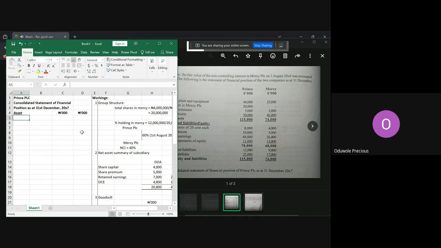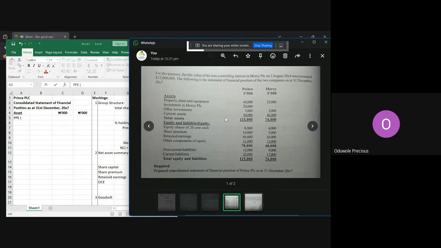So what's the first asset that is there? We have PPE, right? PPE does not have any issue. We did not do anything to PPE. They did not say anything about PPE. Assuming they gave additional information on something about PPE, we would have adjusted for it, but there's nothing.